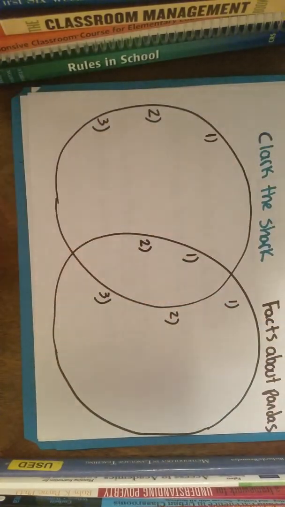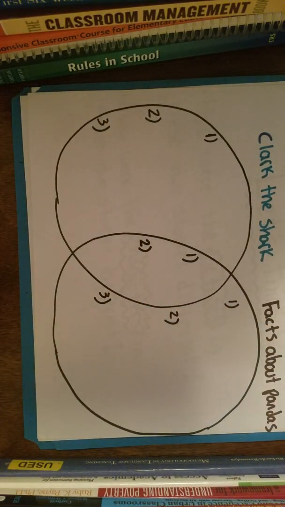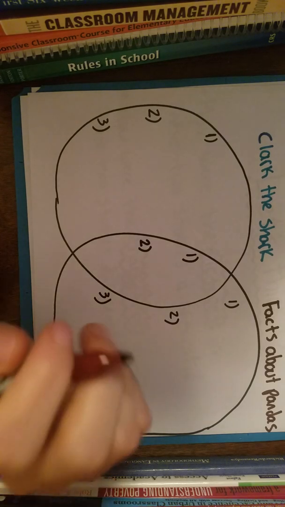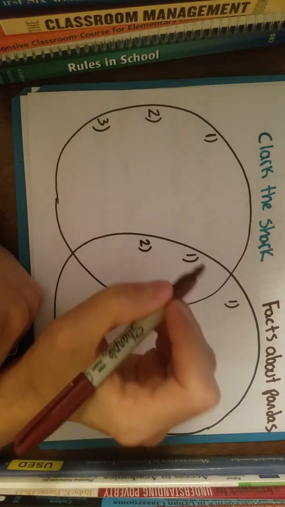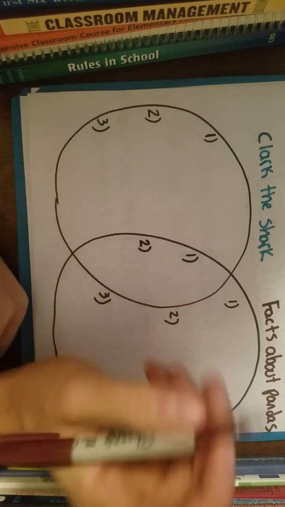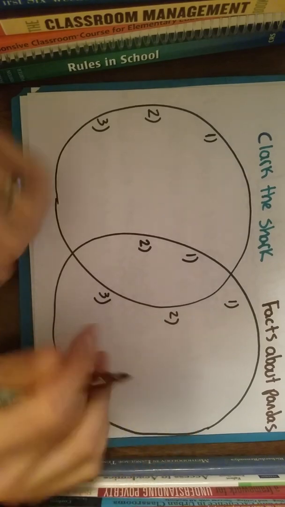Now, one of your Seesaw options is to make one of these Venn diagrams. And if you need to have an adult help you draw the circles, that's fine. Or you can upload a video and share your ideas that way. But that will be in the Seesaw assignment.